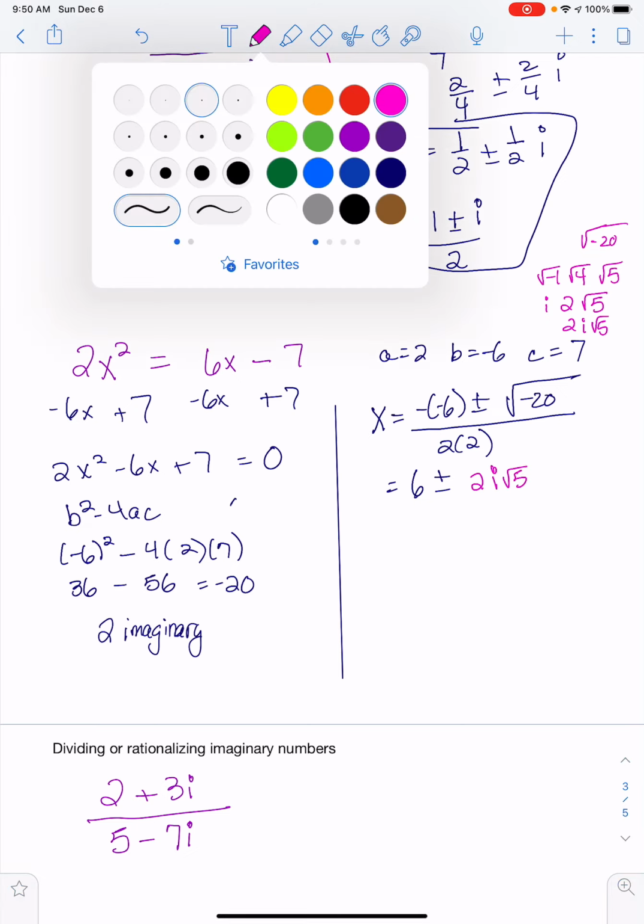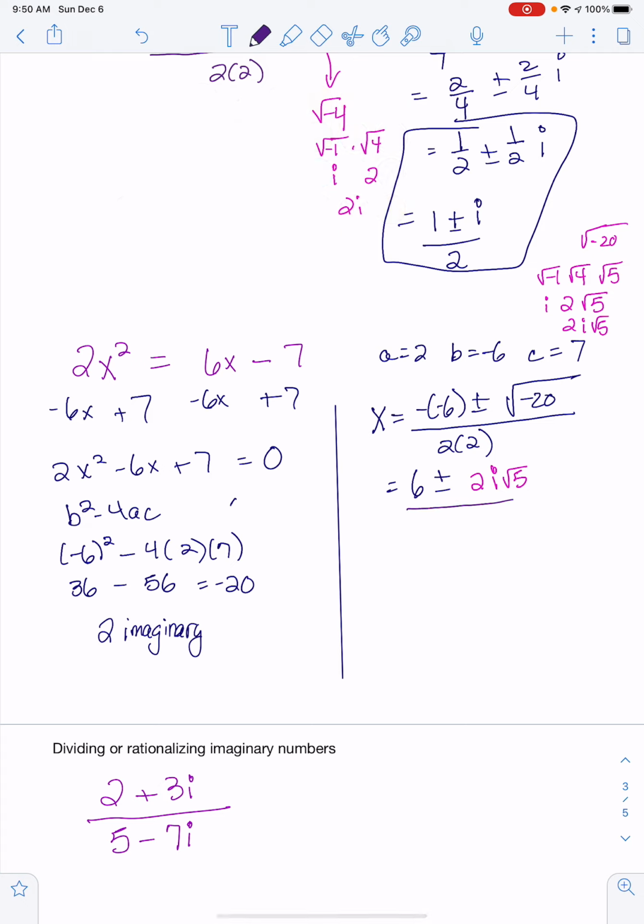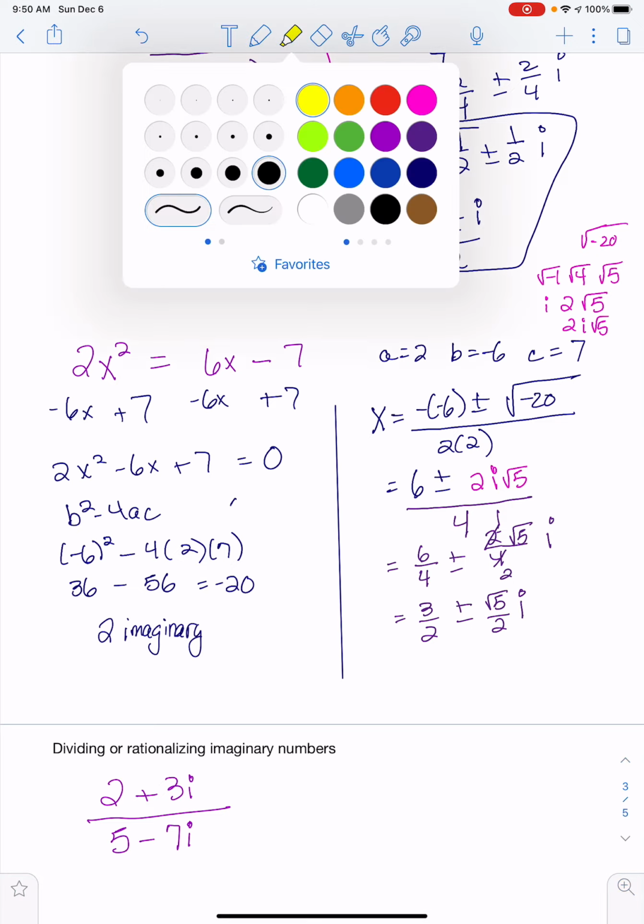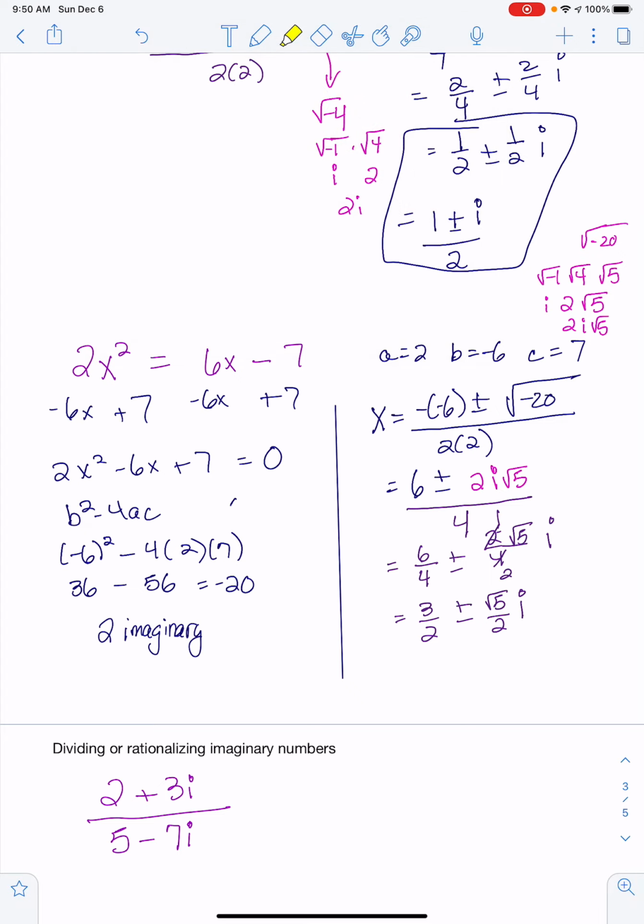So I do my calculations kind of on the side, and then I'm going to divide by 4. Right, but it gets simpler. 6 divided by 4, I'm not sure it's simpler, but it certainly is a different way to look at it. Square root of 5, i, and so that would be 3/2 plus or minus. You'll see these simplify as 1 and 2, so that would become the square root of 5 over 2 and i.